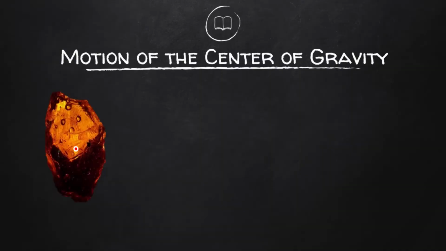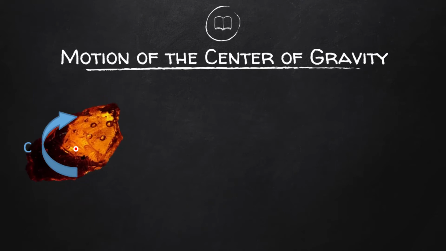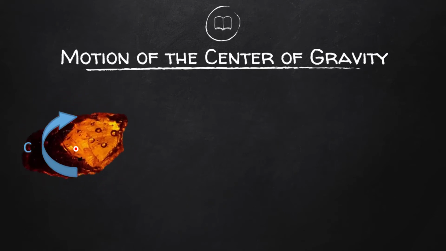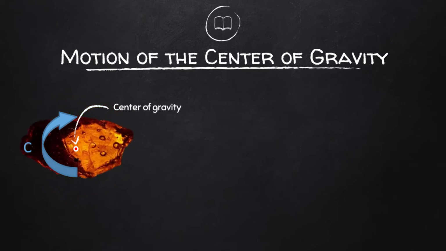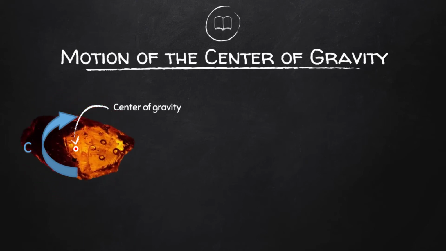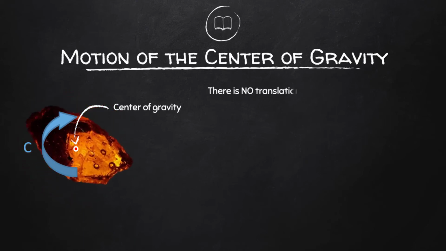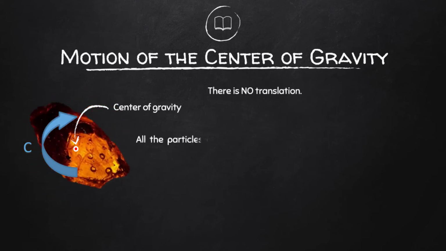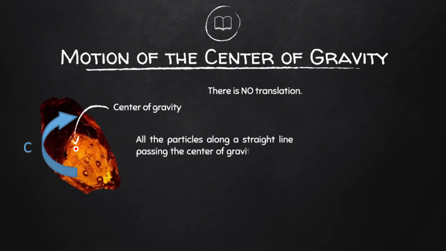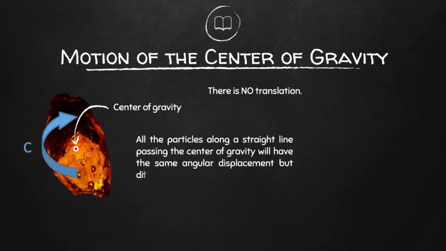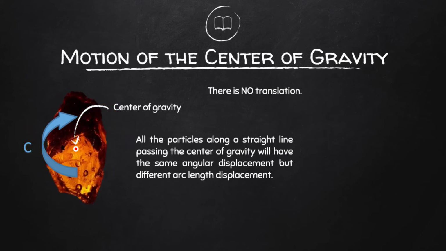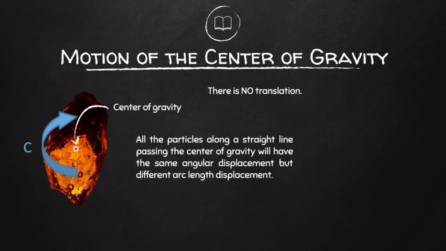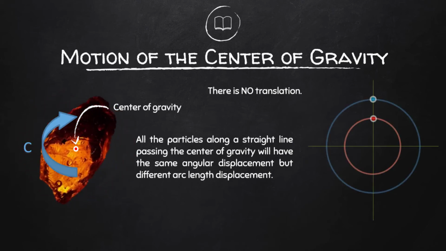If the resultant of external forces is a couple, the body will rotate about the vertical axis, while the center of gravity is remaining stationary, meaning there is no translation. All particles of the body along a straight line passing the center of gravity will have the same angular displacement but different circular arc length displacement.